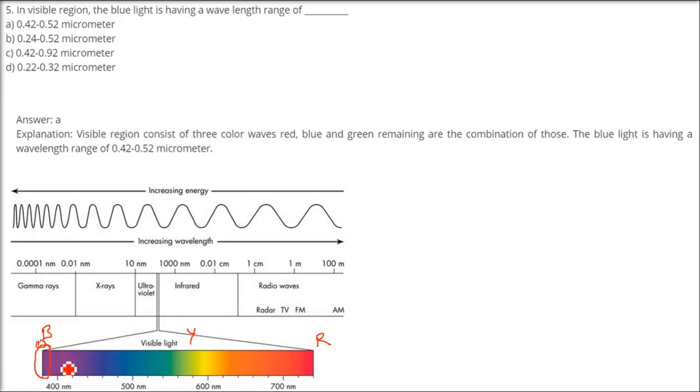But if you see here, on the left, blue starts at 400 nanometer, just prior to 400 nanometer. And how to convert this into micrometer? See, nanometer is 10 to the power minus 9 meter, and micrometer is 10 to the power minus 6 meter. So just divide by 1000, it will be some 0.4 something, but just prior to 0.4. A and C can be answered, but the actual answer is A. Others also you can see what is the range.